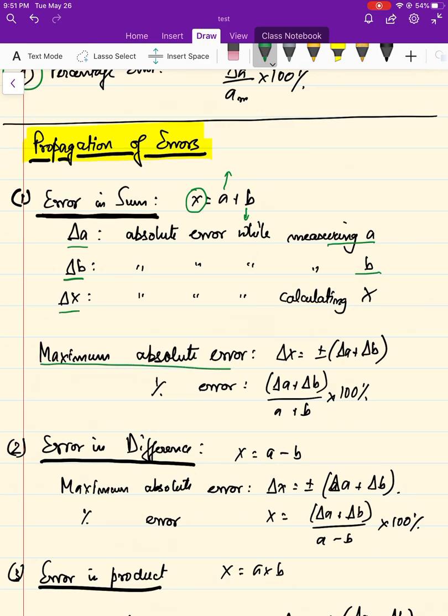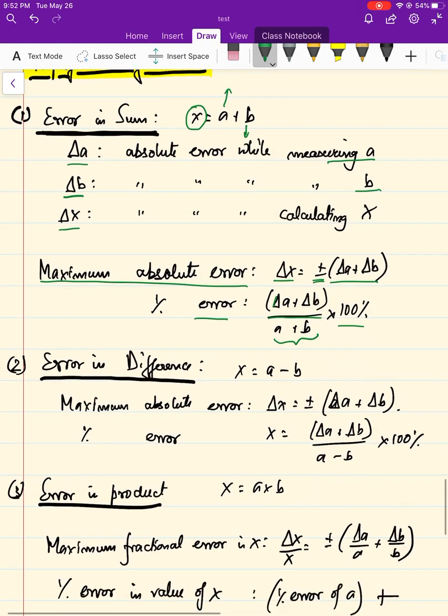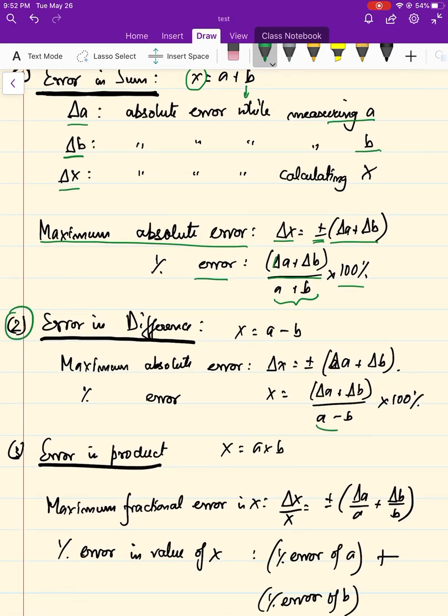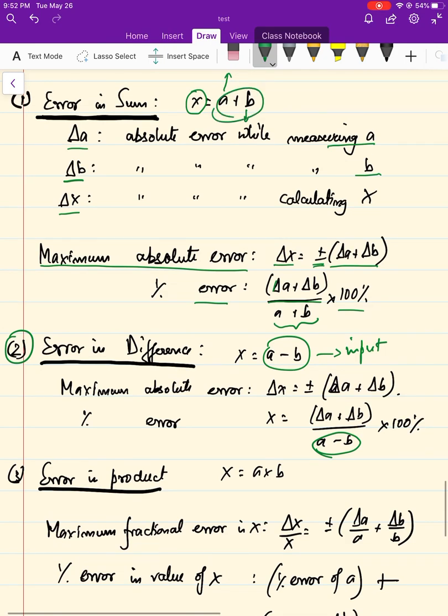So the maximum absolute error is given as delta x equals plus minus of (delta a plus delta b), because it can have both negative and positive signs in either case, right? The percentage error says that you take the sum of the absolute errors, divide by the value which I have given as input, and multiply by 100%, and that will give you the error in the sum. Exactly the same holds for error in difference. It's just that the denominator changes to a minus b, because a minus b is the input which we are giving. We are trying to add two numbers, so this is the input that you're giving, and that's the same for both cases.